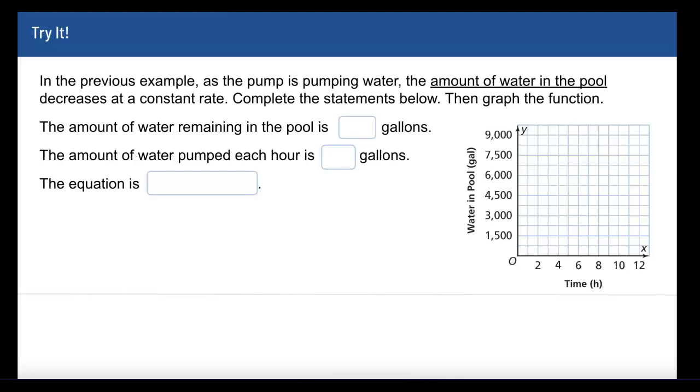The amount of water remaining in the pool is, if 2,000 has already been removed from the 10,000 gallons, what's left? The amount of water pumped each hour will be the same amount as last time. They're still pumping the same amount per hour. Use those two values to write an equation, and then graph that on the graph provided to you.